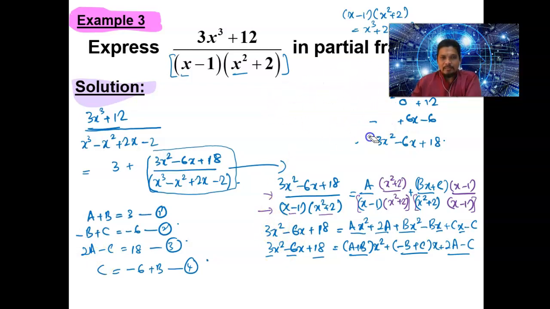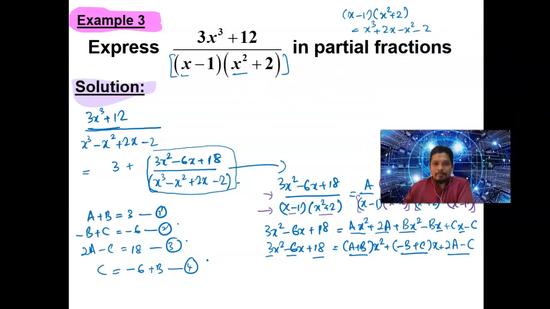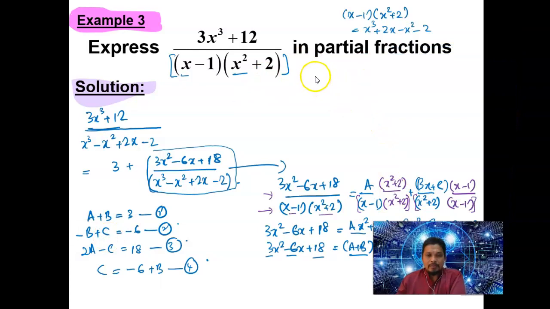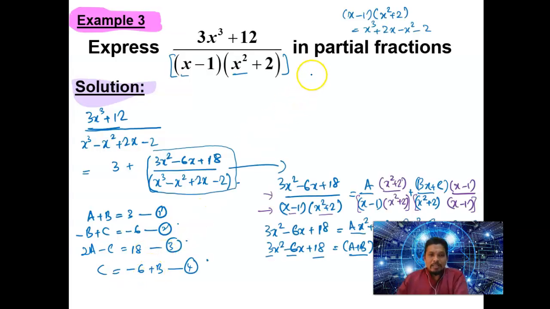Let's clear this. Okay, substitute equation 4 into equation 3. Why? Because c equal to negative 6 plus b. Substitute here and everything will come out with equation 3.